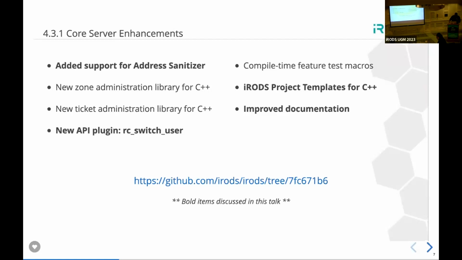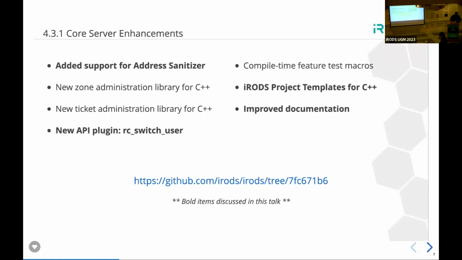Okay, so core server enhancements. Here we have a list of things that we've done to the actual server's core. The items in bold are the things that we're going to cover in this talk. But just to go through on a high level the items that aren't bold: we've added new C++ libraries for administering zones as well as tickets. These libraries will enable us to quickly adjust and manipulate zones and ticket information in new clients. We've also introduced a compile time feature test macro facility, which allows people who are writing C and C++ code to detect what an iRODS server or deployment provides. We imagine that we're going to continue to expand on these as we move into the future and enhance things.